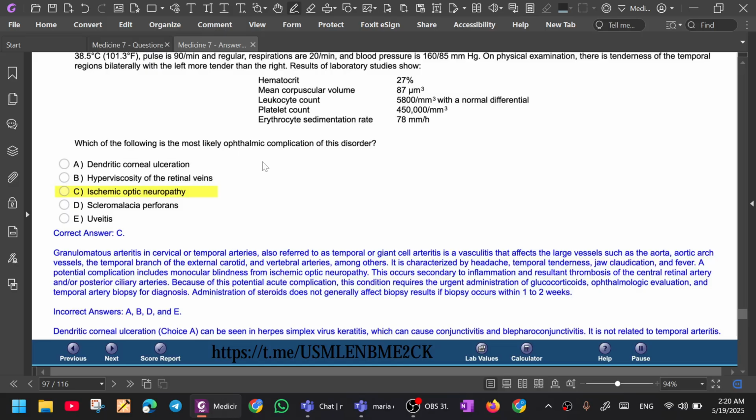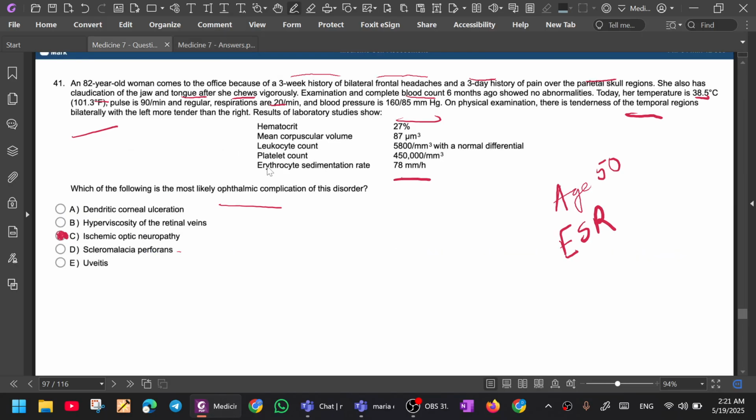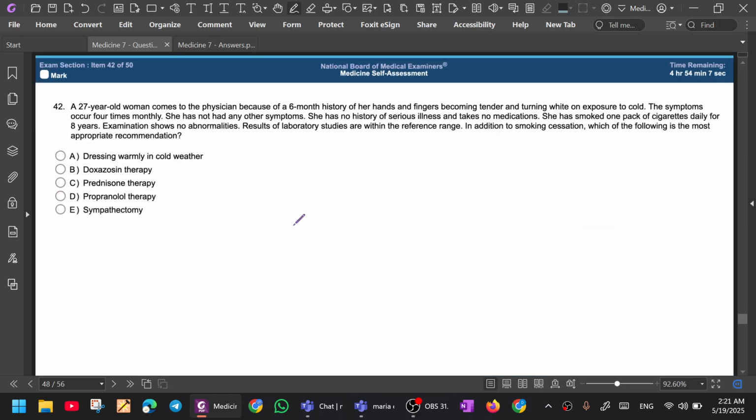Okay, let me read the question. In addition to smoking cessation, which of the following is the most appropriate recommendation? A 27-year-old woman comes to the physician because of a 6-month history of her hands and fingers becoming tender and turning white on exposure to cold. Symptoms occur 4 times monthly. She has not had any other symptoms, no history of serious illness, no medication. She has smoked for 8 years. Exam shows no abnormality. Results of labs are all normal. In addition to stopping smoking, the most appropriate recommendation?